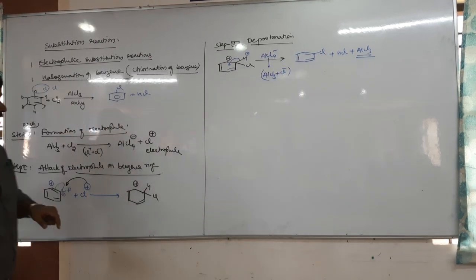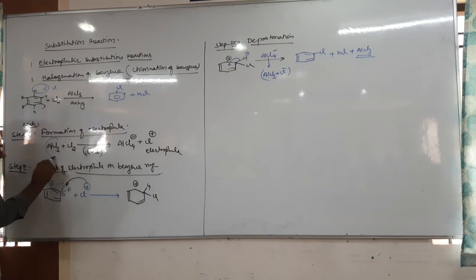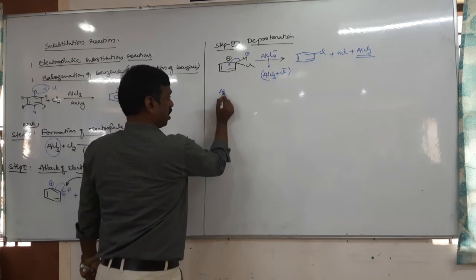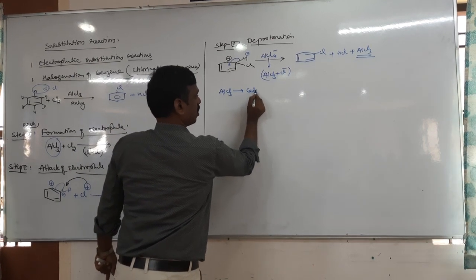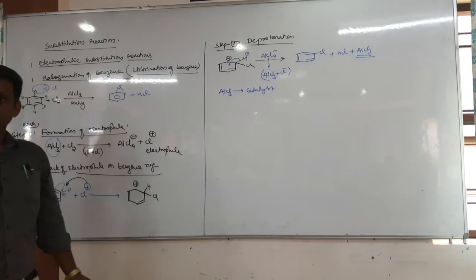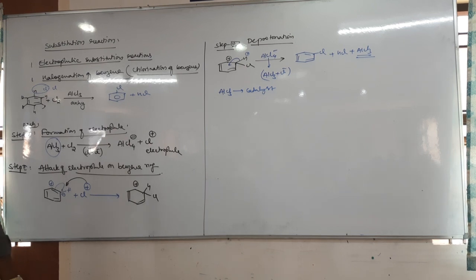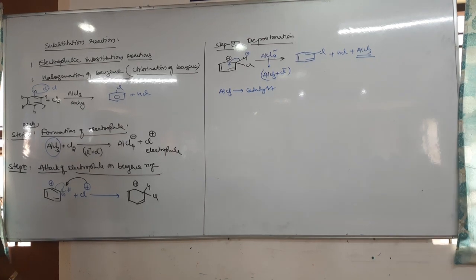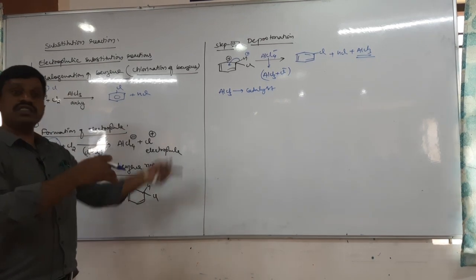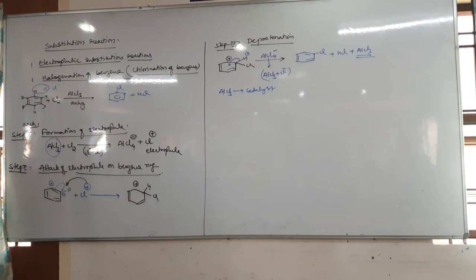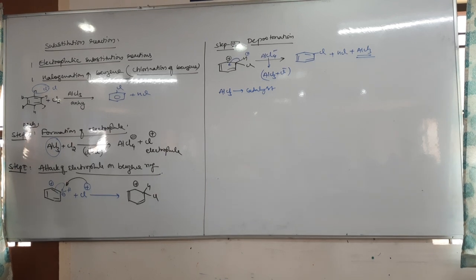Tell me, in the first step AlCl3 is used, and in the last step AlCl3 is regenerated. Therefore, the role of AlCl3 is that it is a catalyst. What is the nature of a catalyst? A catalyst is a substance which is not consumed in the reaction. It is used, and it is regenerated. So this is halogenation, chlorination. Now here 3 points are important.